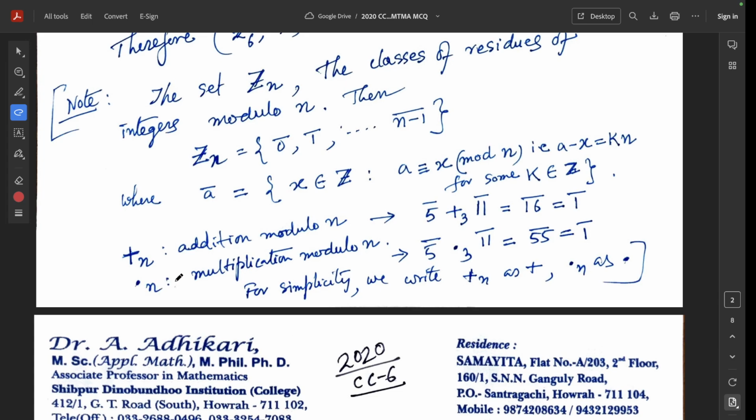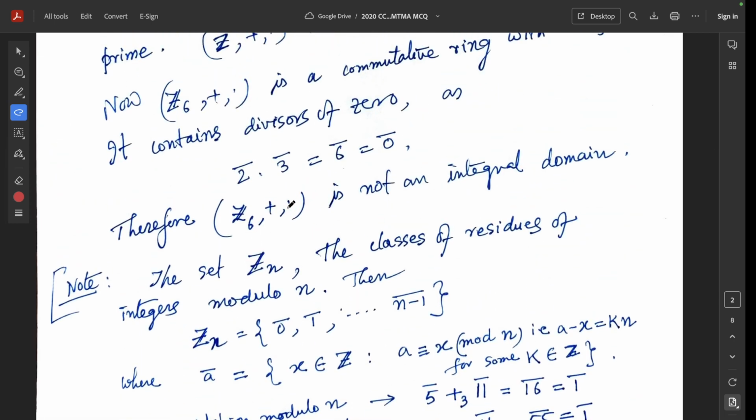And dot n is the multiplication modulo n, that means class 5 dot 3 class 11 is equal to class 55, and divide 55 by 3, 3 times 18 is 54, so we get the residue 1. This is the residue class 1. For simplicity we write plus n as plus and dot n as dot. So here Z6 with plus and dot means the addition modulo 6 and multiplication modulo 6.